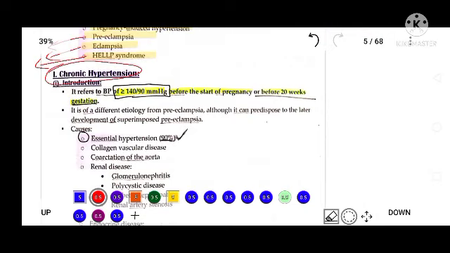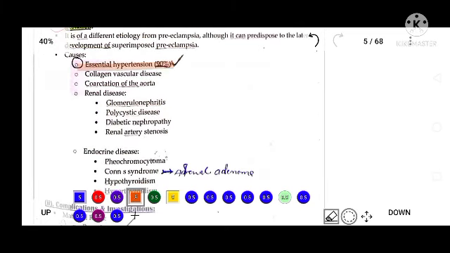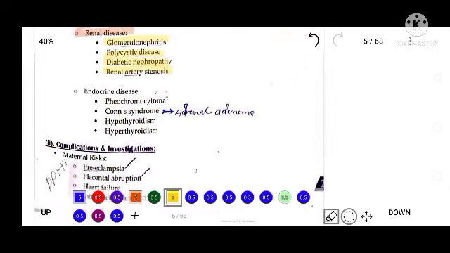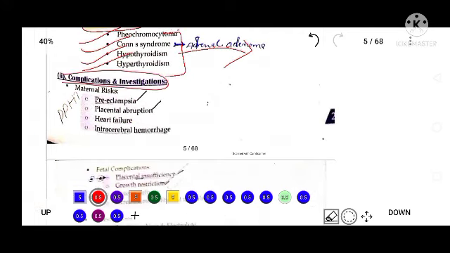Chronic hypertension occurs when the blood pressure is greater than 140 by 90 millimeters of mercury, and at the time of pregnancy that condition is known as chronic hypertension. There are multiple causes of chronic hypertension like essential hypertension, collagen vascular disease, and coarctation of the aorta. Renal diseases include glomerulonephritis, polycystic kidney disease, diabetic nephropathy, and renal artery stenosis. There are endocrine causes as well like pheochromocytoma, Conn's disease, hypothyroidism, and hyperthyroidism can create the condition of hypertension during pregnancy.